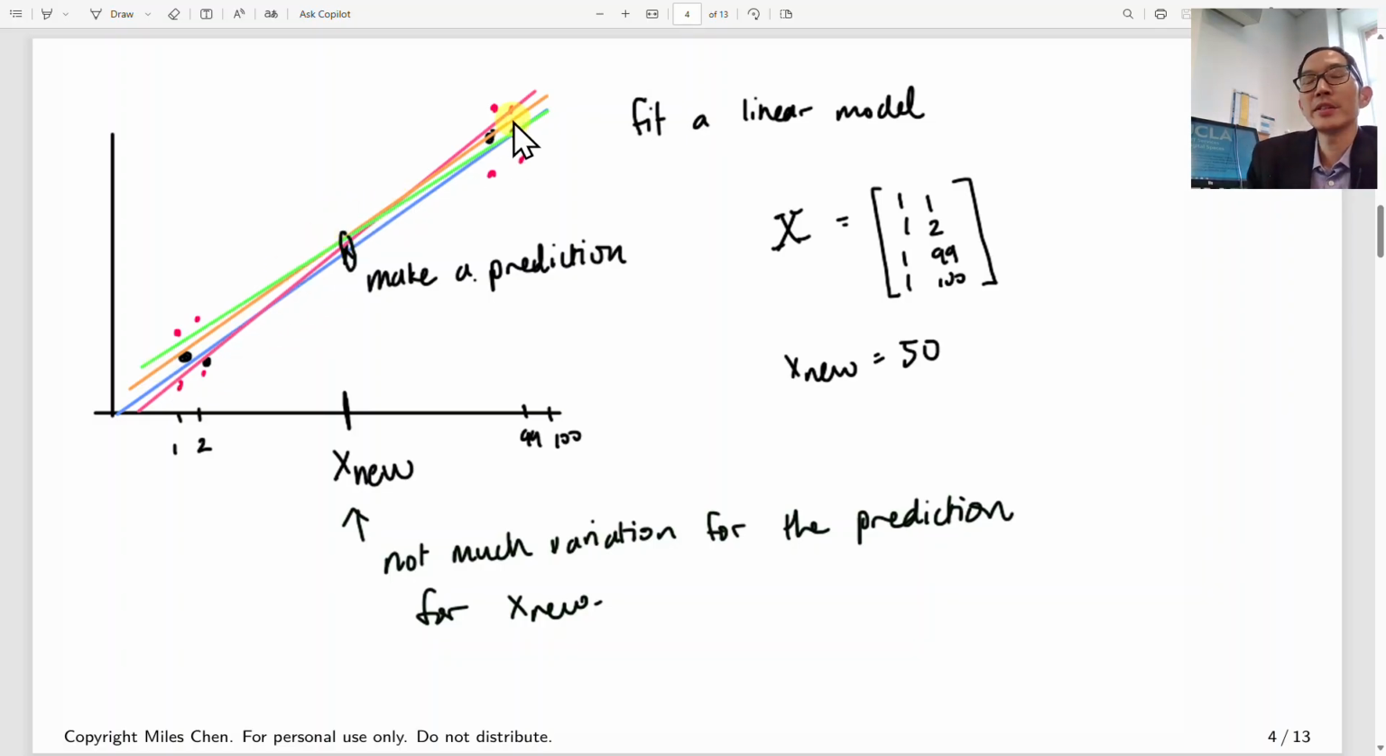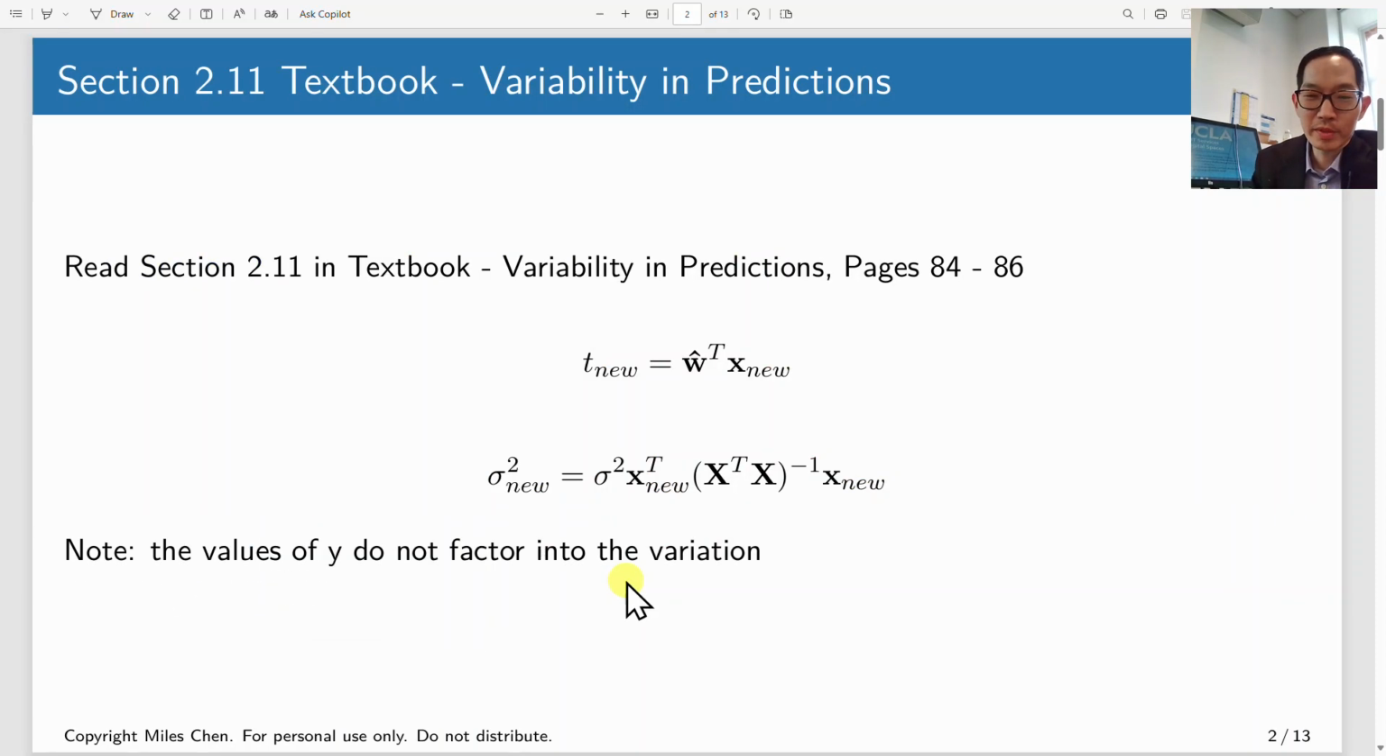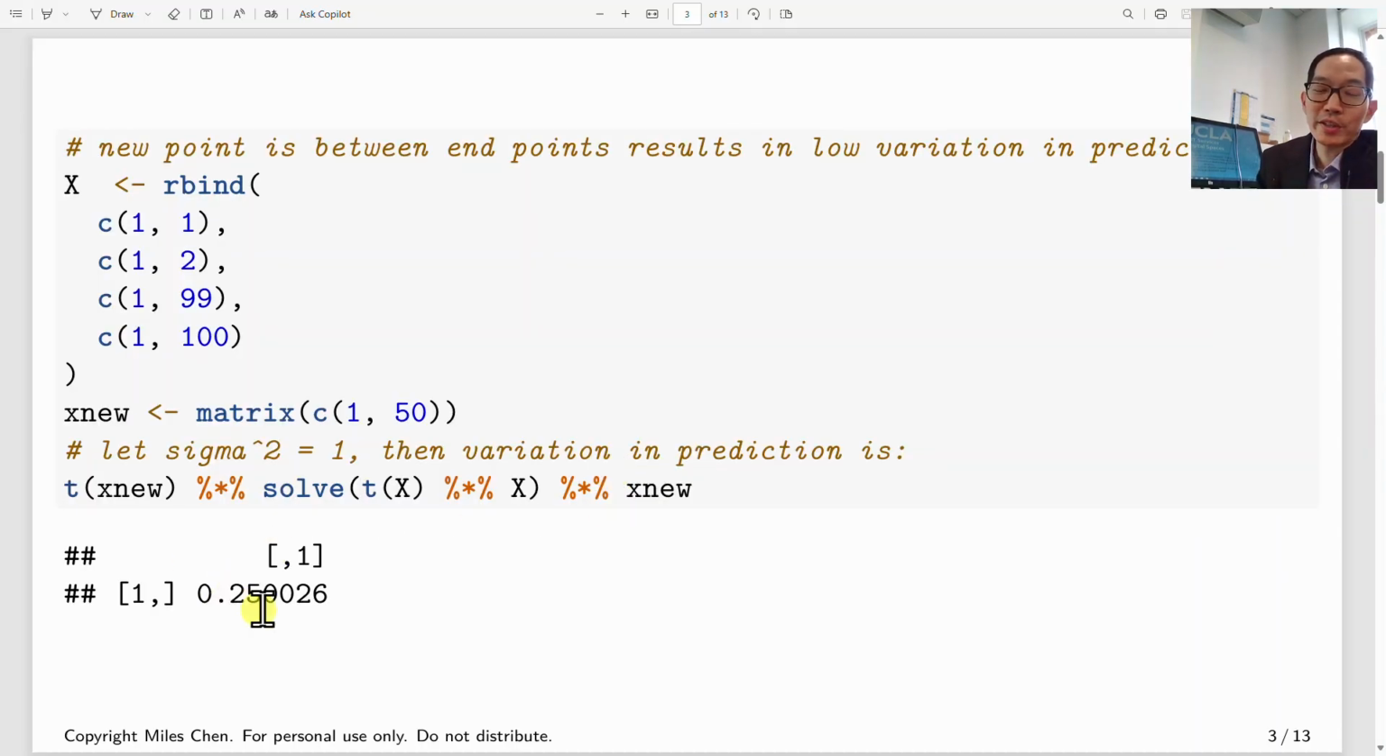And we could see our estimated lines, that's what these different colored lines are supposed to represent, are all going to look pretty similar, okay? And how much variation is there going to be at this new location at x equal to 50? There's going to be just a tiny bit of variation here, okay? Just a tiny bit of variation. And that's reflected right here, that the amount of variation is x nu transpose, x transpose x inverse, x nu, times our sigma squared. And if our sigma squared is 1, the variation here is a lot smaller at 0.25, okay?